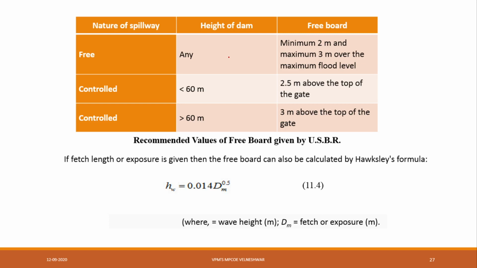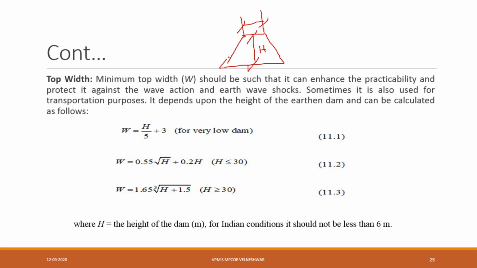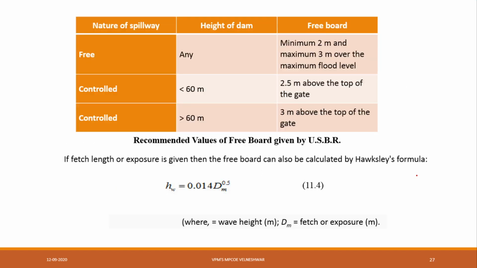Next, greater than 60 meter, then we can provide 3 meter above the top of the gate. Sorry, there is a small mistake here. This is not 6 meter, this is 60 meter. It is a typing mistake. Okay, so here h less than or equal to 30 meter, h greater than or equal to 30 meter. Like this we can provide here.